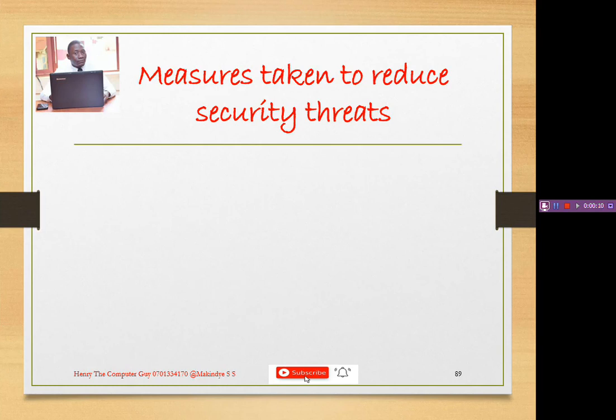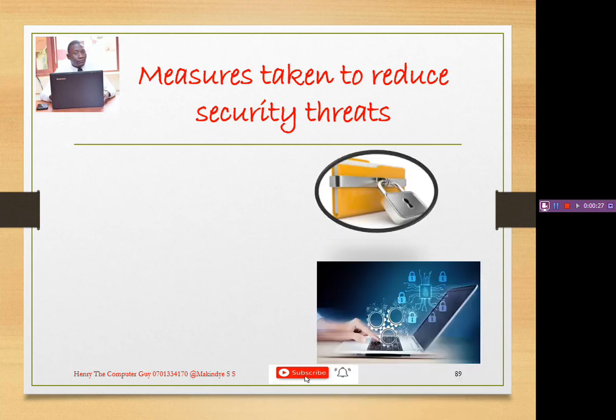And in today's lesson, we are going to be looking at the measures taken to reduce the security threats we've been talking about, for example, the physical and the non-physical. So we are going to be looking at the measures we can actually take to reduce the security threats. So first of all, we have the one which is burglar proofing.